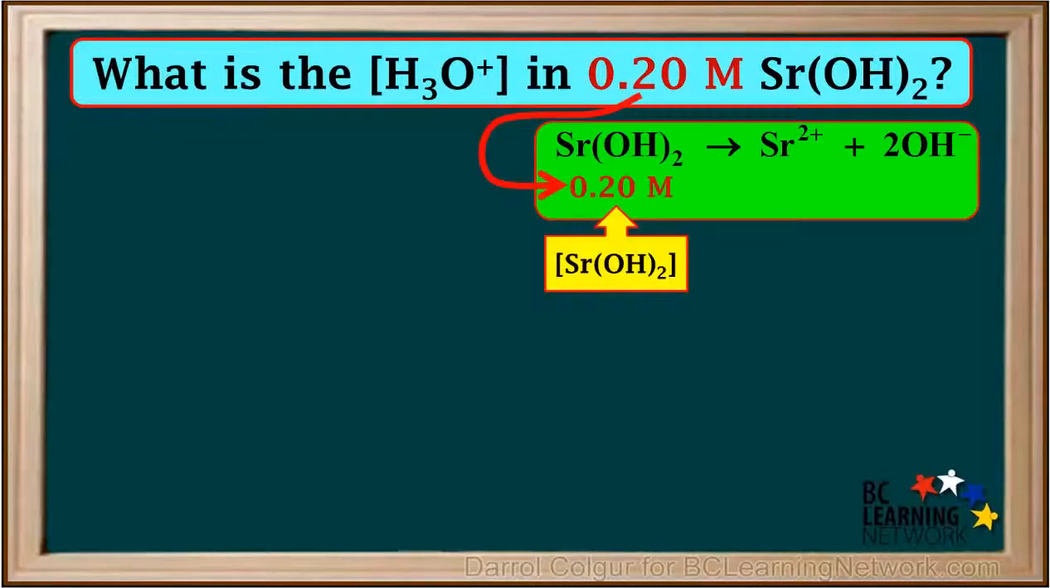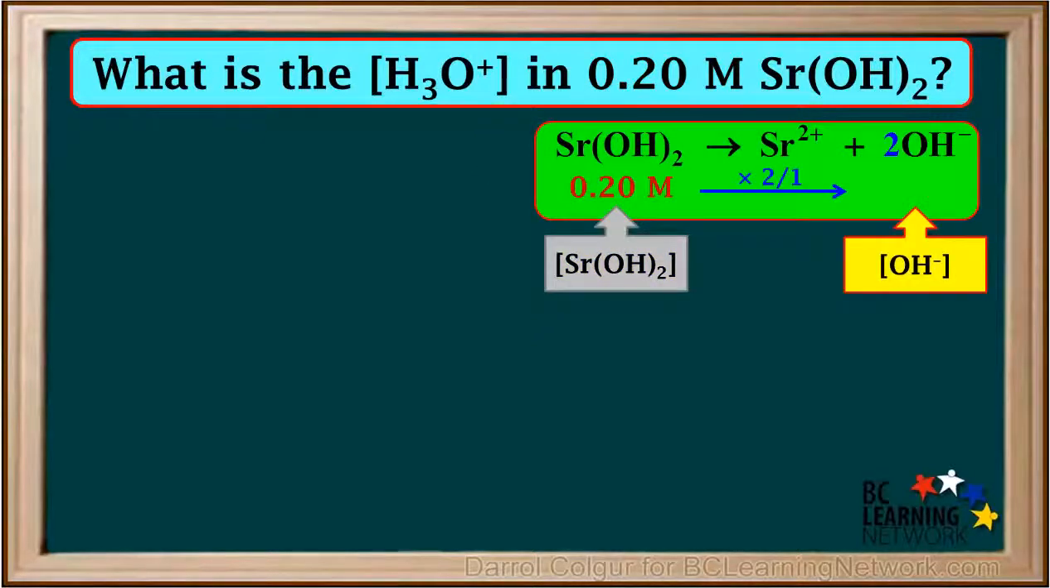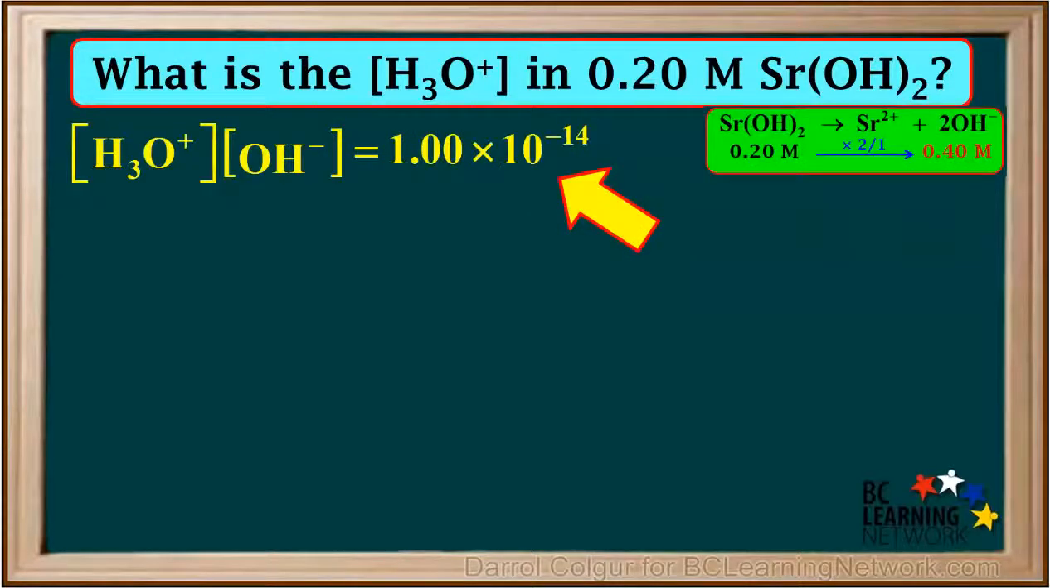The concentration of Sr(OH)2 as a whole is 0.2 molar. The coefficient on OH- in the equation is 2, so the concentration of OH- is 2 times the concentration of Sr(OH)2, which is 0.4 molar. Again, we'll assume the temperature is 25 degrees.